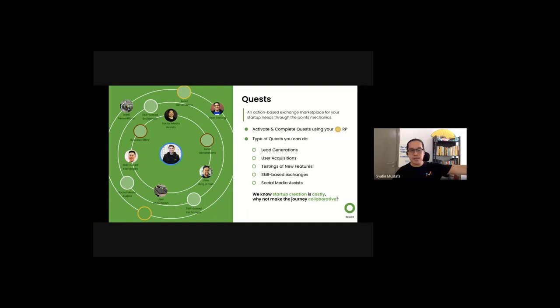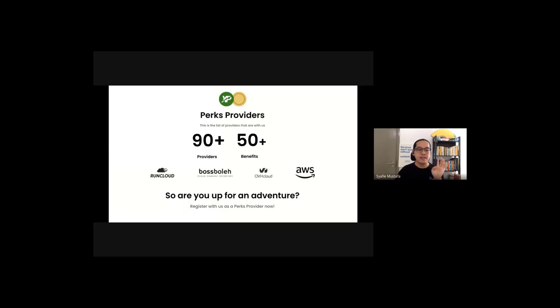Quests are basically for when perks are not enough and you need something bespoke and personalized. You put up quests out there and you can create lead generation, user testing, skill-based exchange, or social media assist, and that's it. We have nearly 90 plus providers coming up, 50 plus benefits. So if you have ideas or already have businesses and want to provide your perks on the perks platform, let us know, and we'll talk it up.